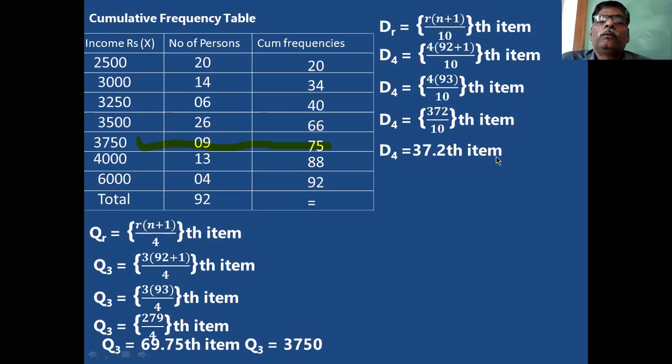37.2 item, 37 number. Where is the 37 number in the cumulative frequency? Okay, you have to search the 37 number. In the first there is only 20. To search this number, you come from the top in the cumulative frequency, not from the bottom. In the first, only 20 numbers are there. In the second, 34, only 34 numbers are there. And in the 40, there is the 37 number.